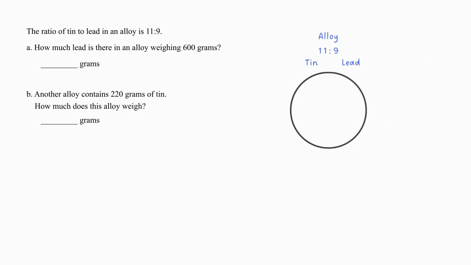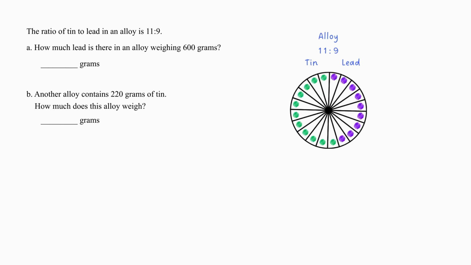Let's look at this alloy problem. An alloy is a mixture of metals. In this case, we are mixing tin and lead. Think of ratio like a recipe. Our recipe for this alloy is 11 parts tin for every 9 parts lead.